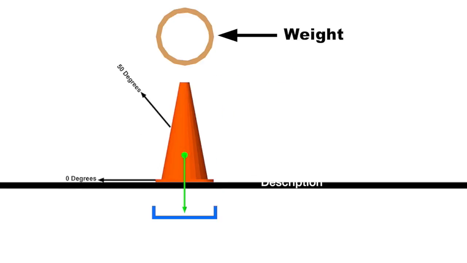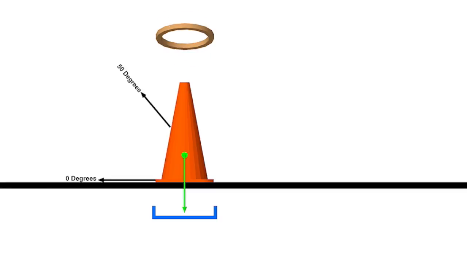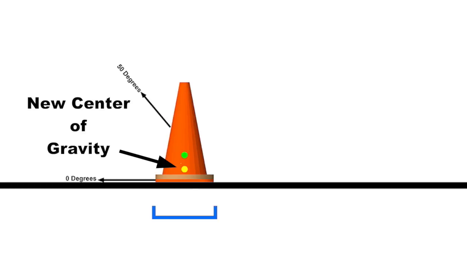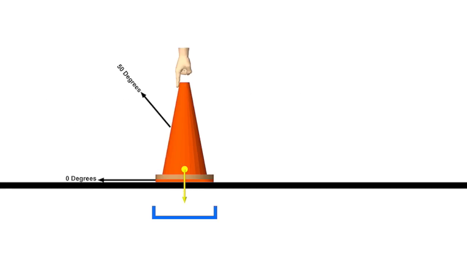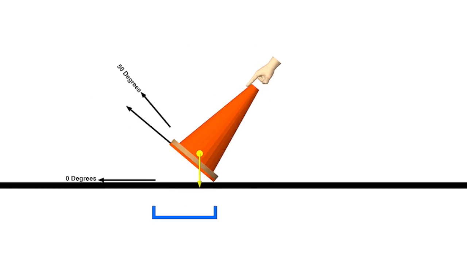Sometimes, weights are added to traffic cones to make them more stable. Let's add one to our cone and see what happens. Notice that the new center of gravity, the yellow circle, is much lower than the green one. Now, as the cone is tipped, we see that it doesn't reach the tipping point until about 70 degrees.